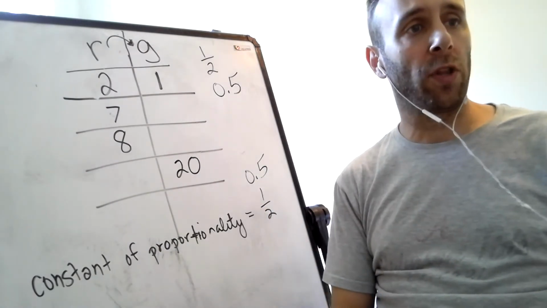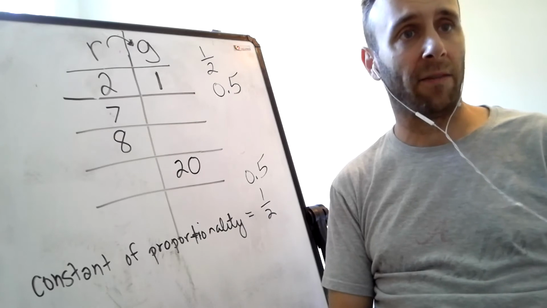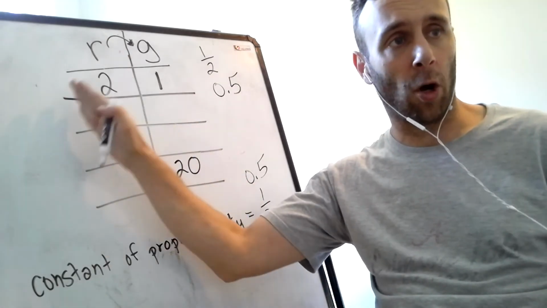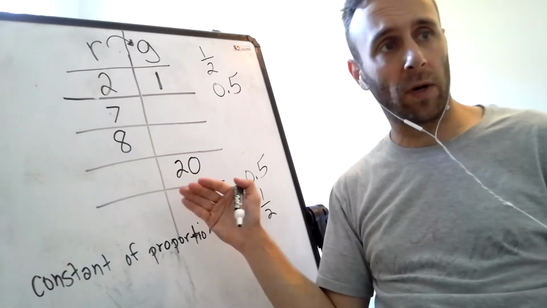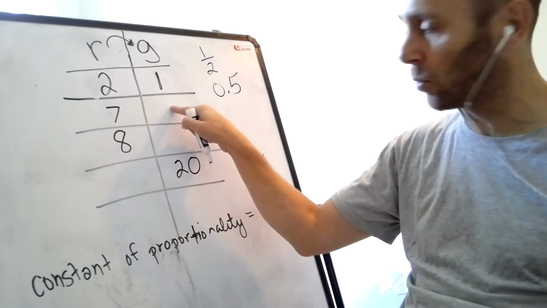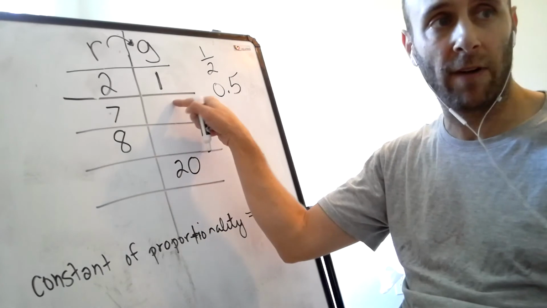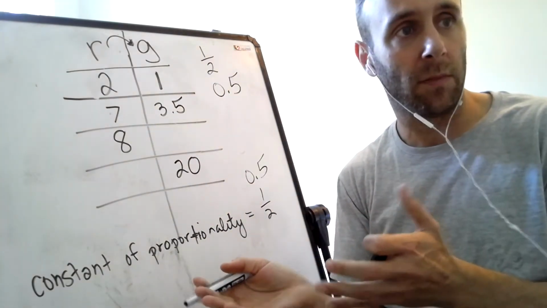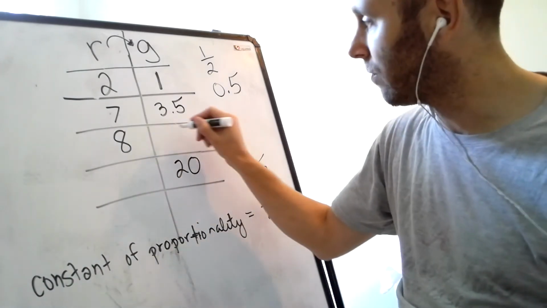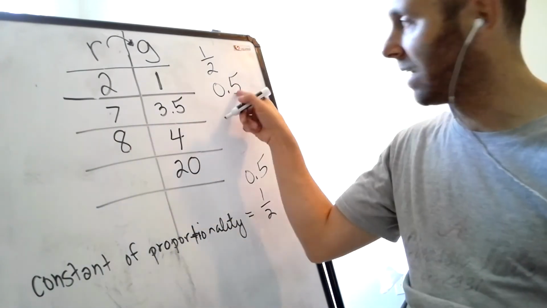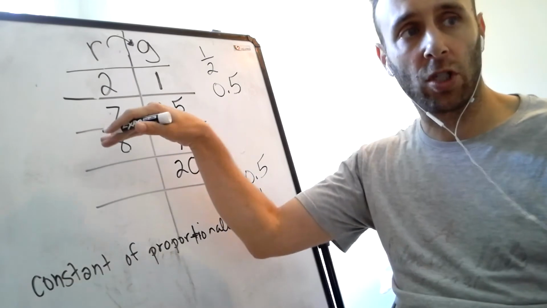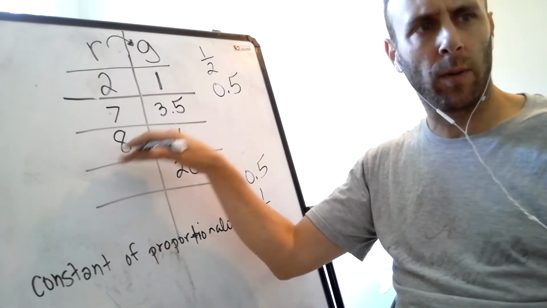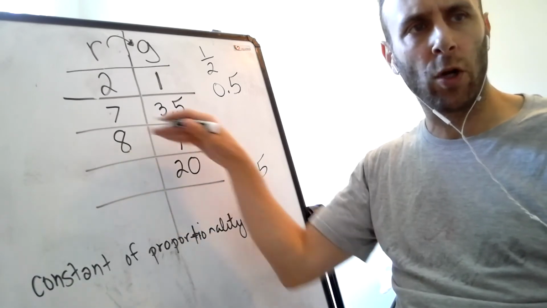Once you know the constant of proportionality is 1/2 or 0.5, that's all you're multiplying by to go from R to G. So to fill in the rest of the table, I would just do 7 times 1/2 or 7 times 0.5, and you would get 3.5 or 3 1/2. 8 times 1/2 is 4, and again I'm just doing 8 times 0.5, going from R to G. And then this one, we don't know, but we know we get 20.